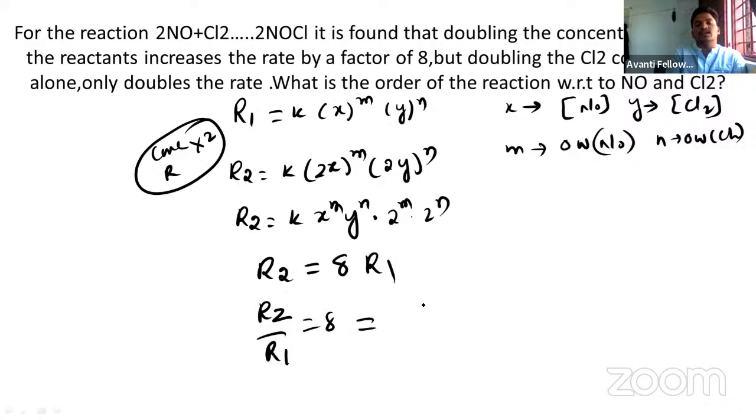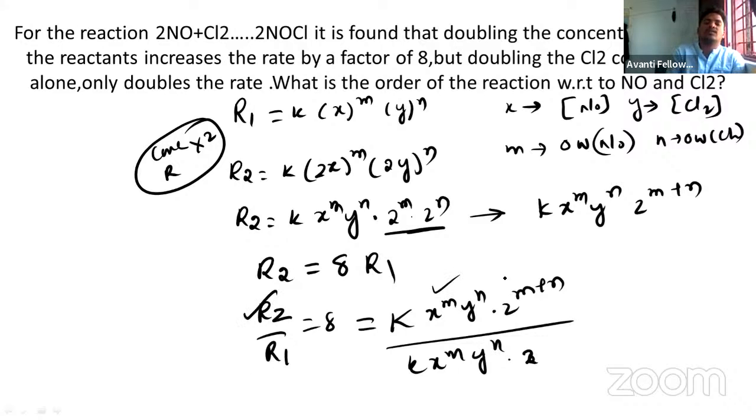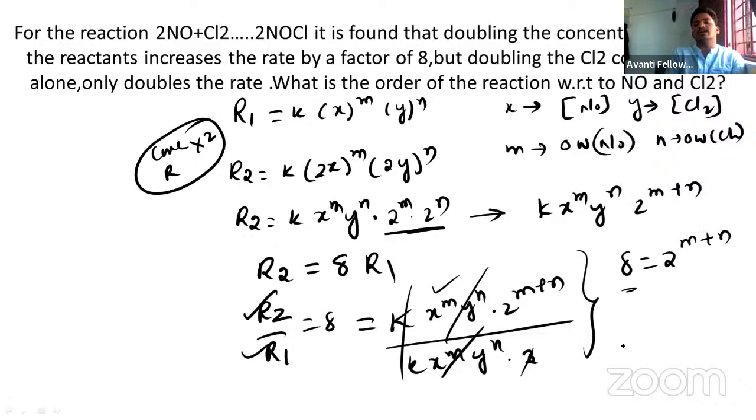Okay. So now if you can see here, we can write this like this: K into x^m into y^n, 2^(m+n). If a^m into a^n, it becomes a^(m+n). So now you can see here, K into x^m into y^n into 2^(m+n) divided by K into x^m into y^n, only this much is left for R1. So R2 value is this one and R1 value is this. If you cancel, both will cancel, and ultimately you are going to get 8 is equal to 2^(m+n). Okay, so 8, how can you write 8? 2 cube is equal to 2^(m+n). So m+n will become 3.